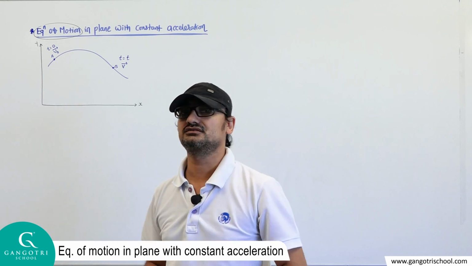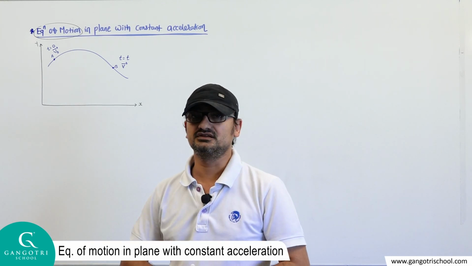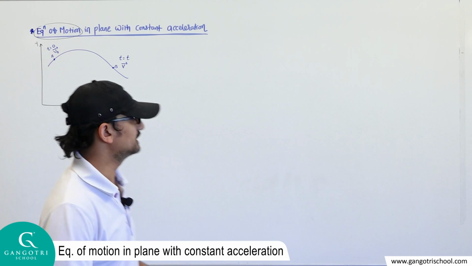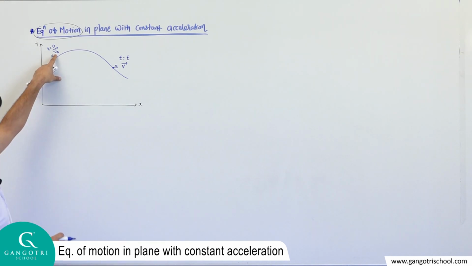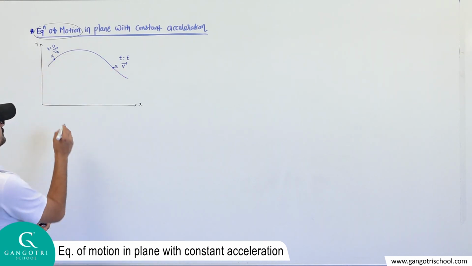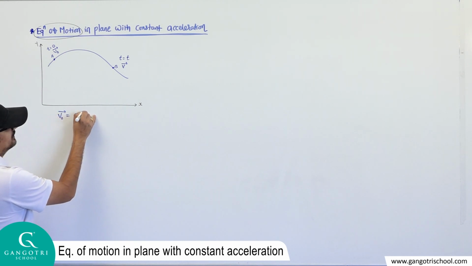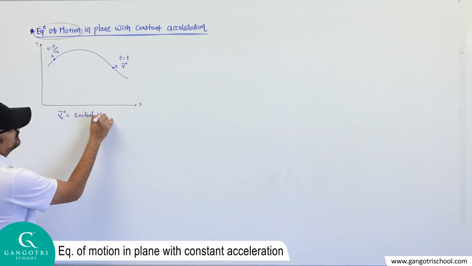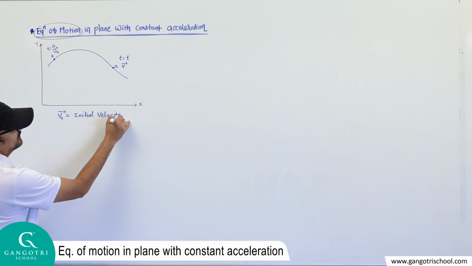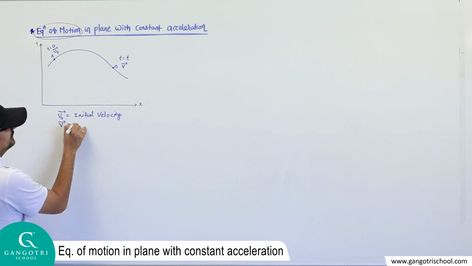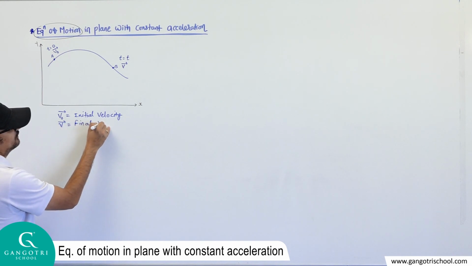Definitely I am going to add many things to this diagram, but right now v0 is the initial velocity and v is the final velocity.